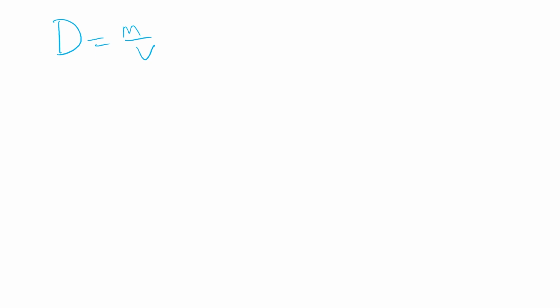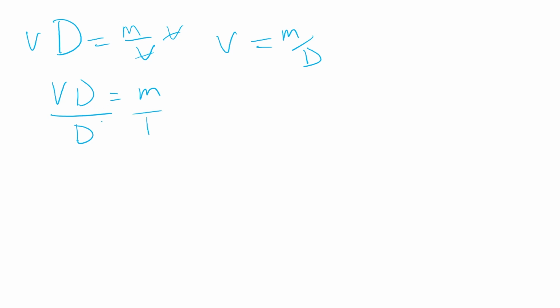So you should think of density, which is D equals M divided by V, as a formula that you can rearrange and solve for anything that's present. If we wanted to solve for volume, the volume would be the mass divided by density. There we're multiplying the volume to each side, and then dividing the density to each side, and that gets us to volume equals mass over density.